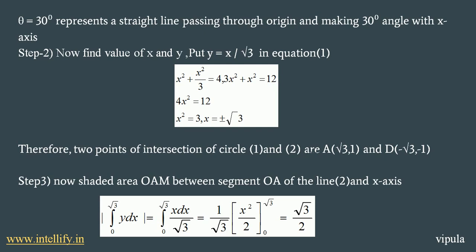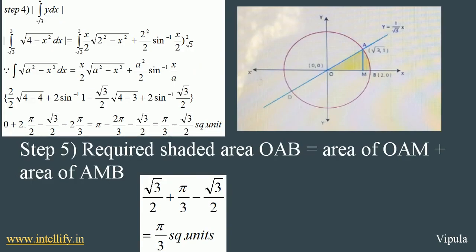Step 3. Now the shaded area OAM lies between segment OA of the line 2 and the x-axis. In the next slide we'll come to know what is OAM and OA. So this is the general formula. Mod integrate from 0 to root 3 of y dx equals integral from 0 to root 3 of x dx by root 3. After solving this we'll get root 3 by 2. This mod represents that area should be positive.